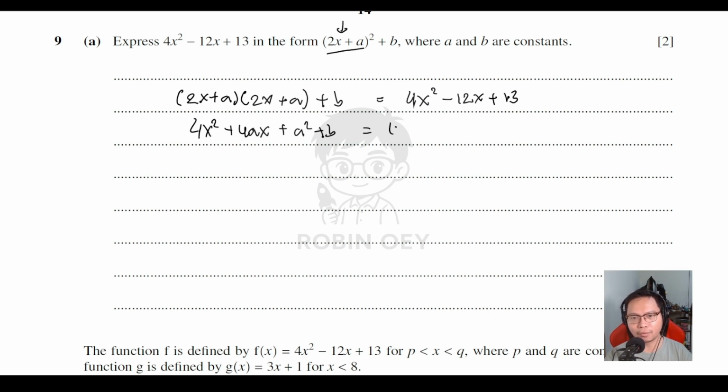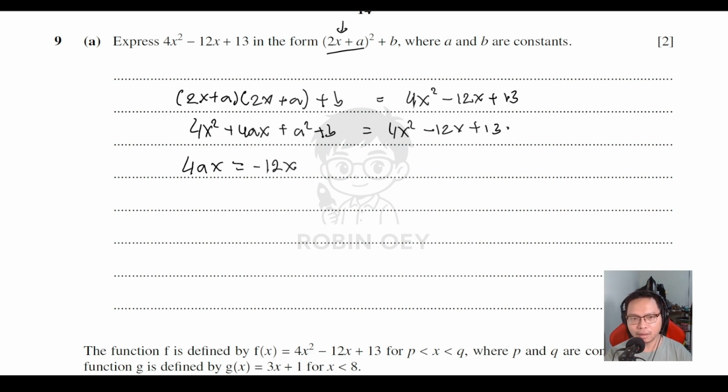So that is equal to 4x squared minus 12x plus 13. In this case, we just have to compare the left and right hand side. So 4x squared, we can just ignore. We will be focusing on the 4ax and negative 12x first. On the left hand side, we have 4ax, and on the right hand side, we have negative 12x.